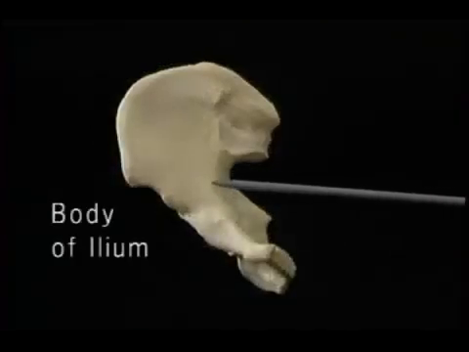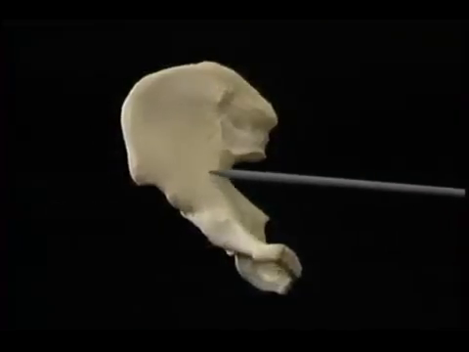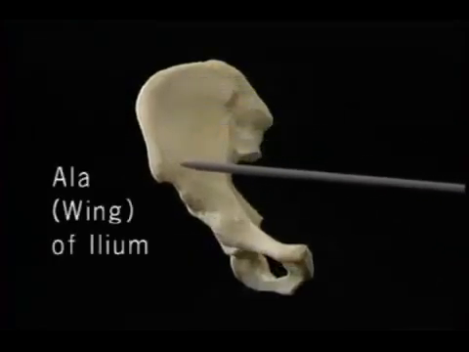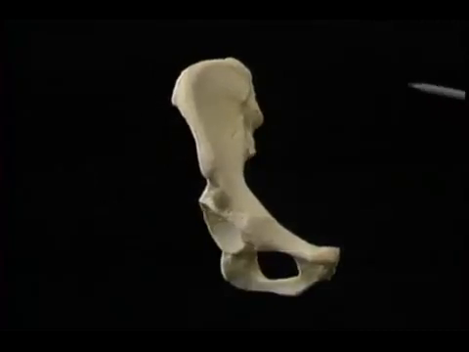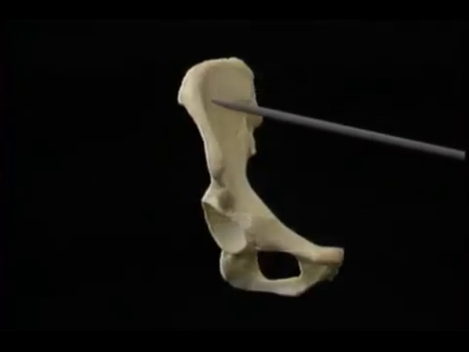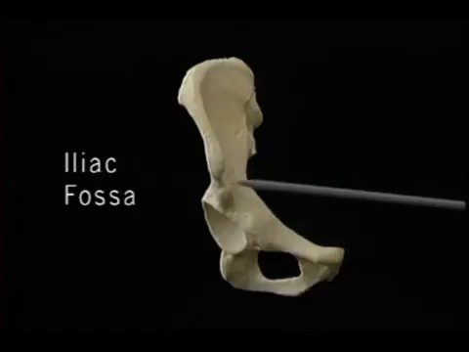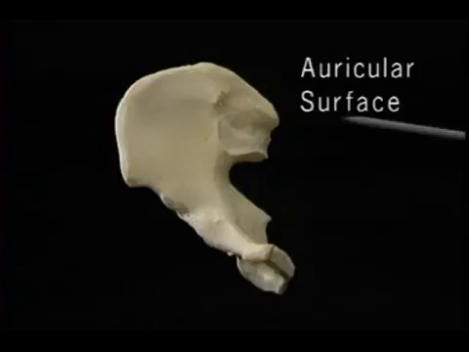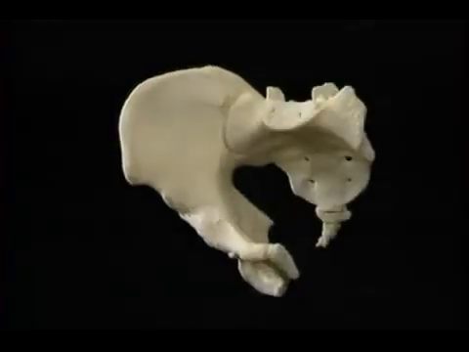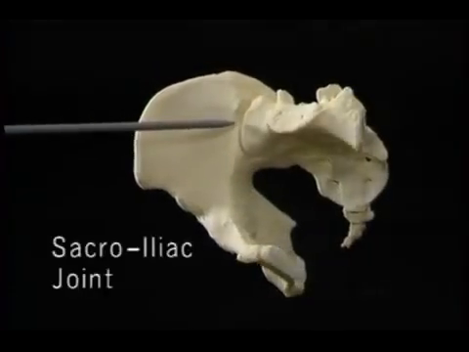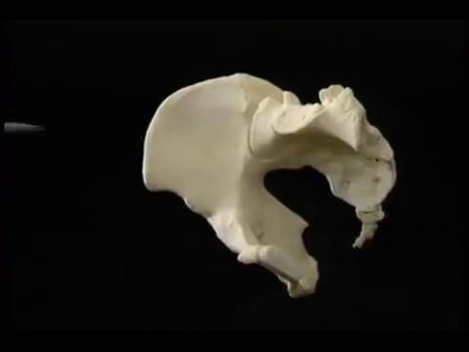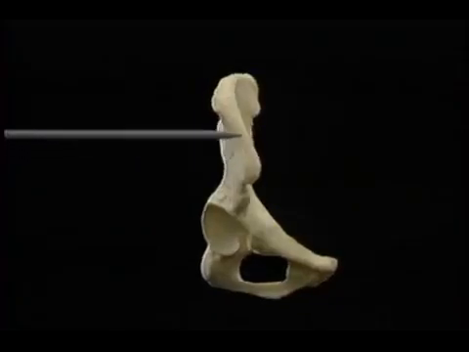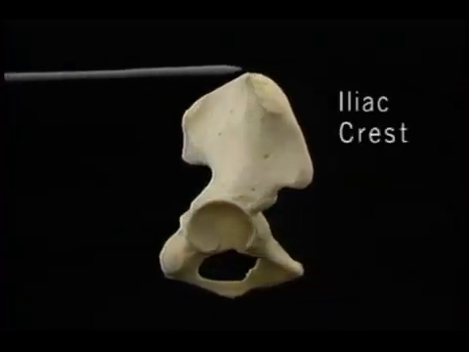The thick lower part of the ilium is the body. The broad expanse of bone that fans out above the body is the ala, or wing of the ilium. The concavity on the inner surface of the ala is known as the iliac fossa. This roughened area, the auricular surface, articulates with the sacrum, forming the sacroiliac joint. The broad roughened edge of the ala of the ilium is the iliac crest.